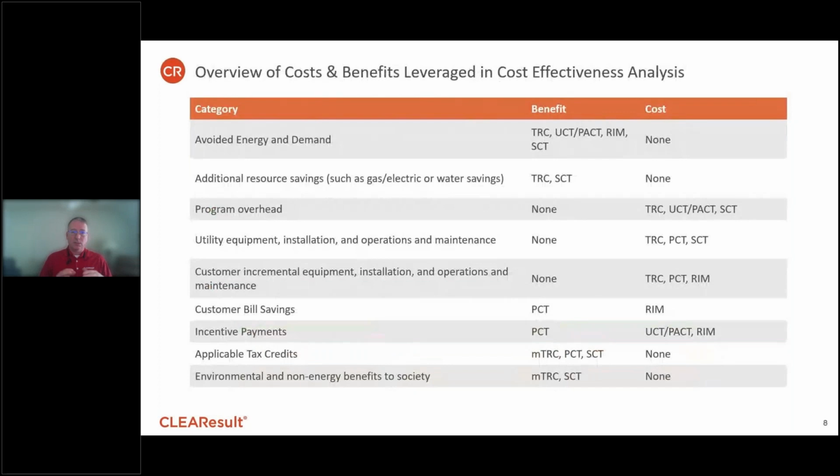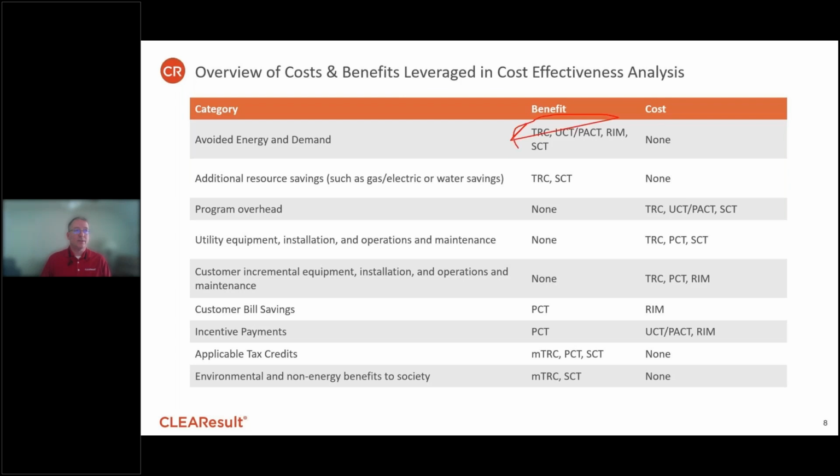Again, from 101, this slide and the next one are different ways to look at those 5 tests. In this table, we see avoided cost of energy and demand are things that are always a benefit, right? If we save energy, we save money, and we would then expect for those savings to show up as benefits.